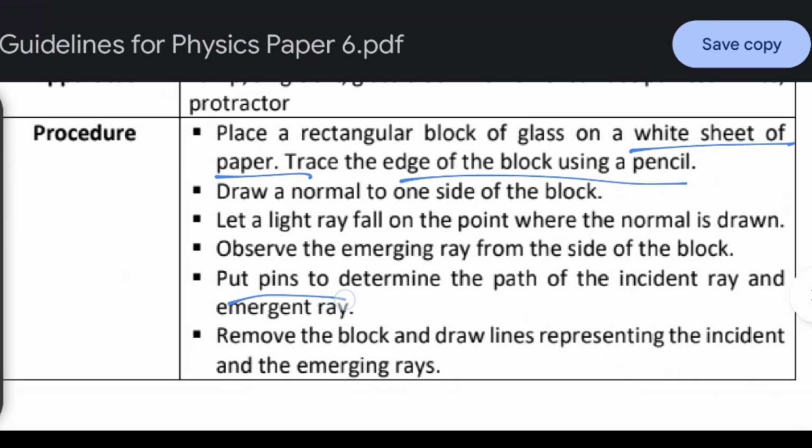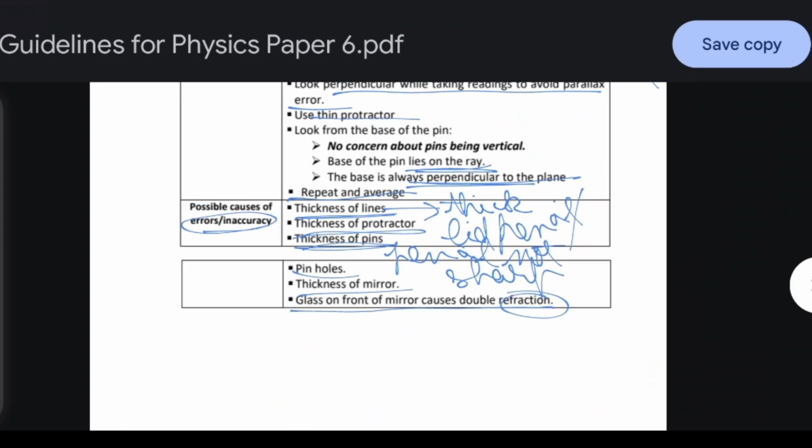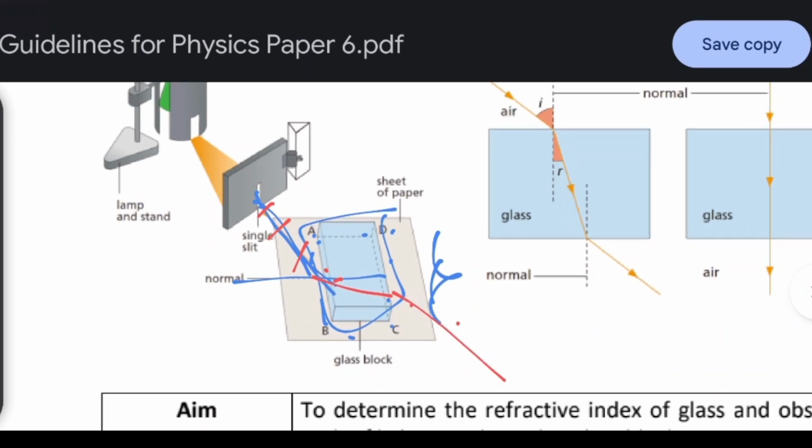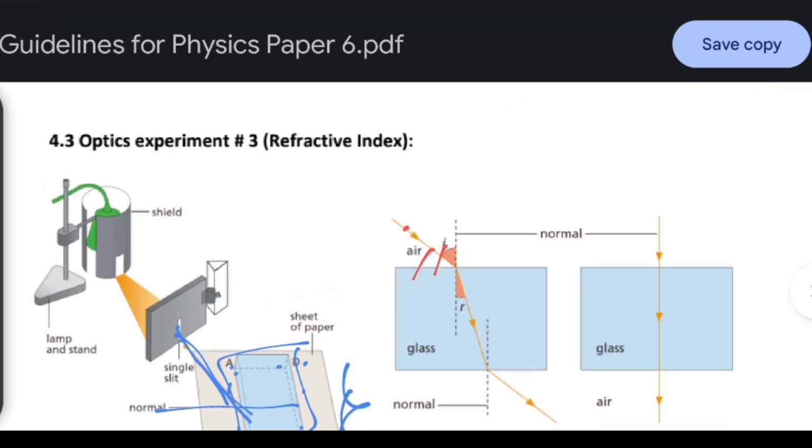You'll put the pins to determine the path of the incident ray and the emergent ray. Put the pins over here to identify the path of the incident ray and emergent ray. The emergent ray will probably go like this; this is the normal, right? It would bend towards the normal, so it will go like this, and then it's going to bend out, something like this. So you put the pins to find the path of this emergent ray. Basically, you would put pins here and here.